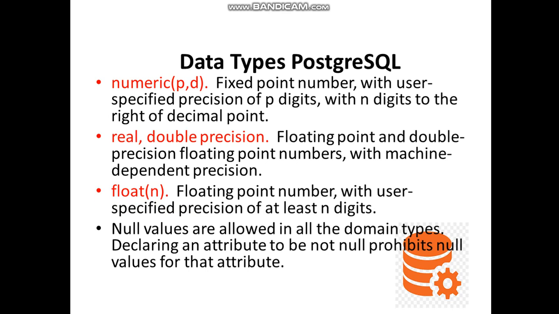Null values are allowed in all the domain types. Declaring an attribute to be not null prohibits null values for that attribute. So any attribute can be null. If you want a particular column to not accept null values, you have to write it as not null.